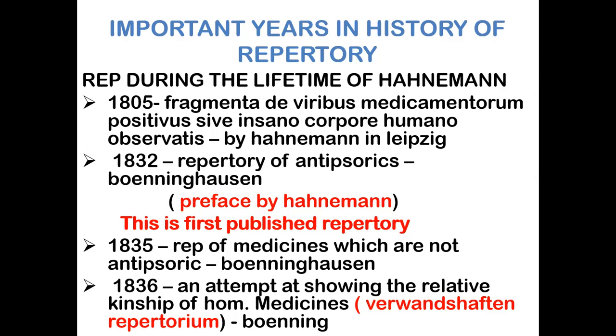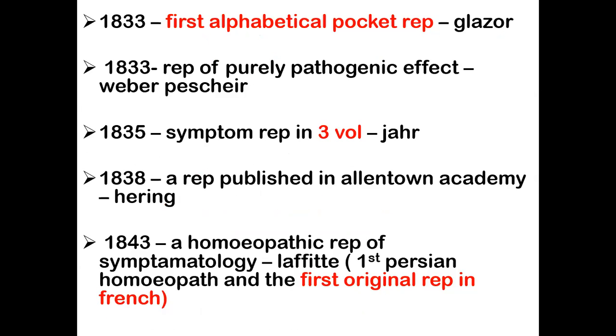In 1835, Repertory of Medicines which are not Antipsoric, given by Master Bonninghausen. In 1836, an attempt at showing the relative kinship of homeopathic medicines, that is, Verwandtschaften Repertorium. This is the most important question till now, frequently asked in various examinations, given by Bonninghausen. So just note it down. Verwandtschaften Repertorium in 1836, an attempt at showing the relative kinship of homeopathic medicines. So don't be confused with it.